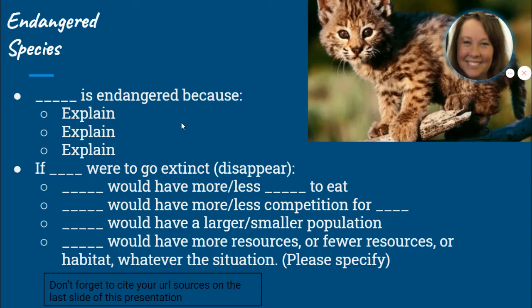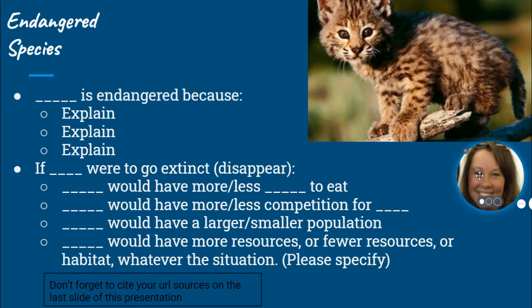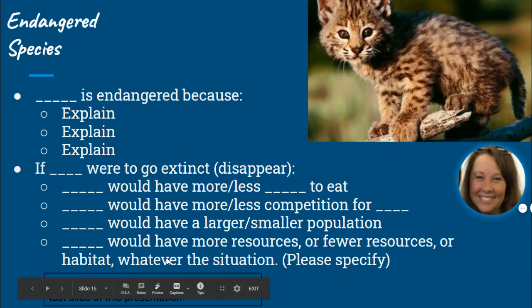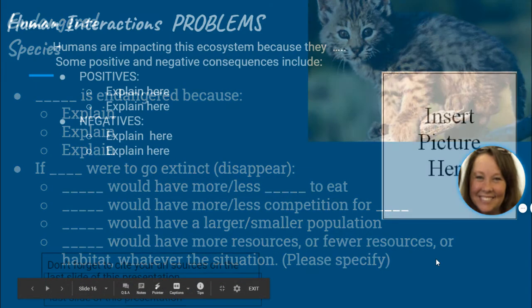The endangered species, it just kind of explains it here. You're going to find an endangered species. I'm always on an animal. And you're going to talk about why it's endangered, and if it were to go extinct. You can kind of read through those too. Just push pause and read through those. Make sure you're citing your sources.